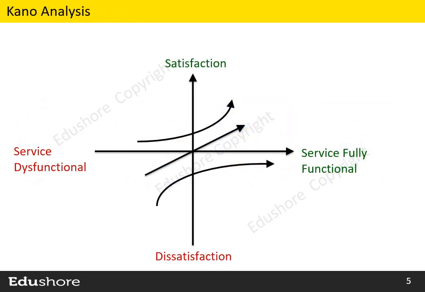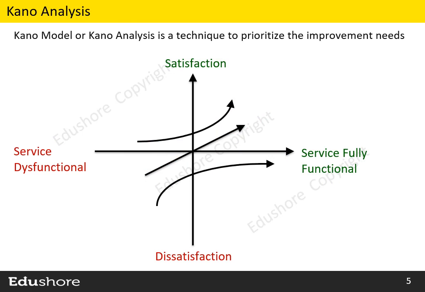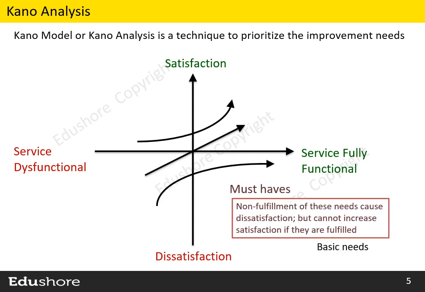Let's look at one more technique to translate the inputs to the improvement needs. Kano Model, or Kano Analysis, is a technique to prioritize the improvement needs. Let's understand this model in detail. The first set of needs are called must-haves. They are also called basic needs. Non-fulfillment of these basic needs causes dissatisfaction to customers, but cannot increase satisfaction if they are fulfilled.